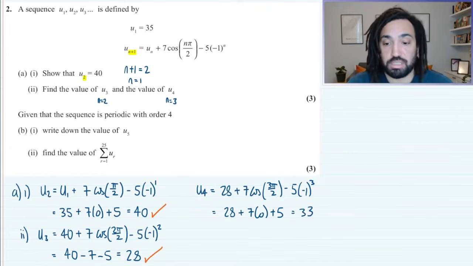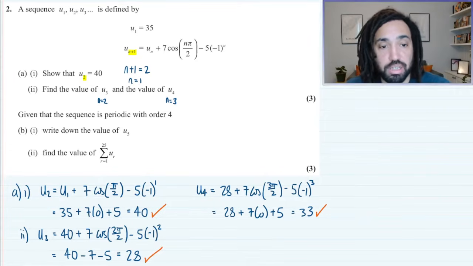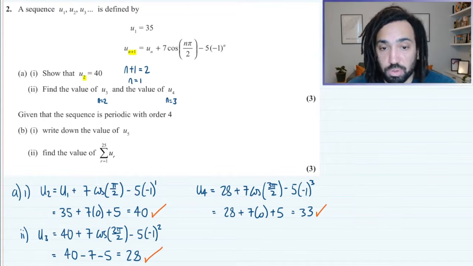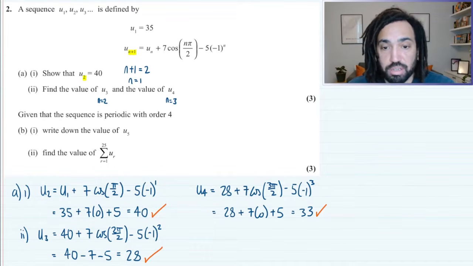Okay, great. Seemed like a lot of work for 3 marks, but hey ho. Given that the sequence is periodic with order 4, write down the value of u5.